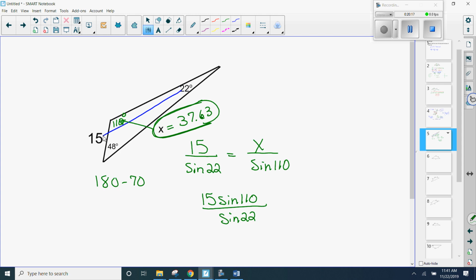So we found out how you use sine to find the side. Case number 3, we use the law of sines to find an angle measure. Case 2, we use the law of cosines to find the side. And case 1, we use the law of cosines to find an angle.